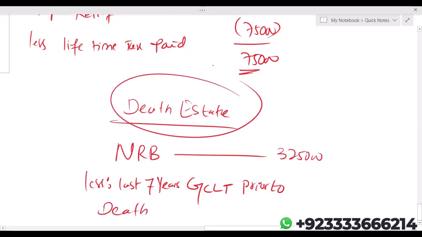When we are calculating death tax on the death estate, you will still get the nil rate band, but this time you will check the last 7 years gross CLT. This time you will be writing prior to death. There are two occasions in which we write last 7 years prior to gift. One is lifetime tax, and another is death tax. But when we are calculating IHT on the death estate, you have to check the last 7 years gross CLT prior to death.